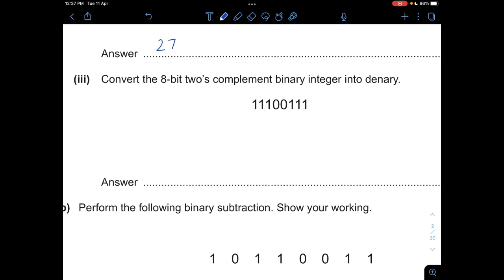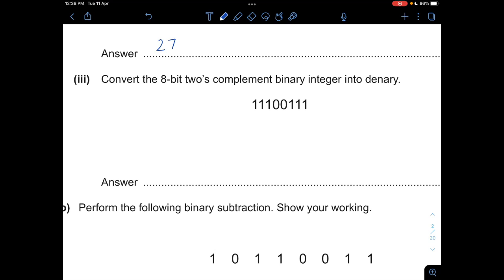Convert the 8-bit 2's complement binary integer into denary. So this number, the leftmost digit determines whether your number is a negative number or positive number. Since this number here on the left is 1, this means that this is a negative number, essentially meaning that we need to convert the number first into a positive number, and then we add a negative sign in front.